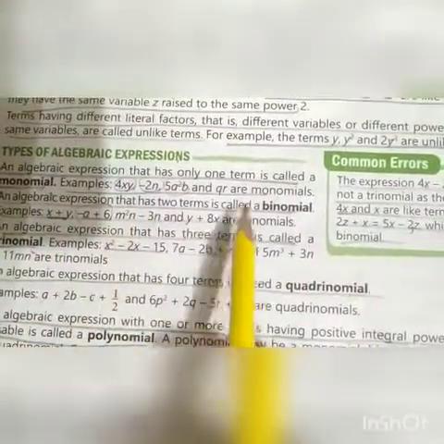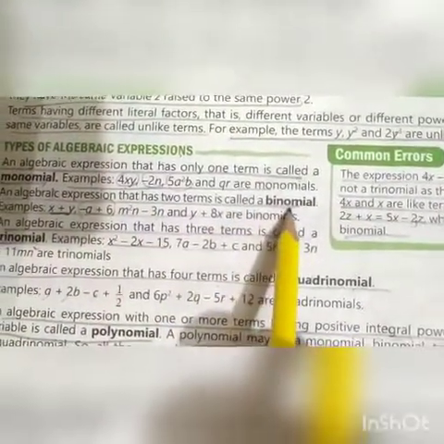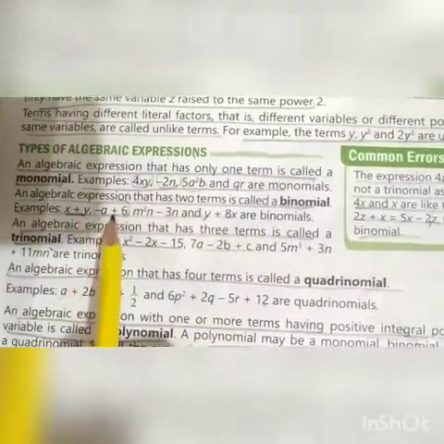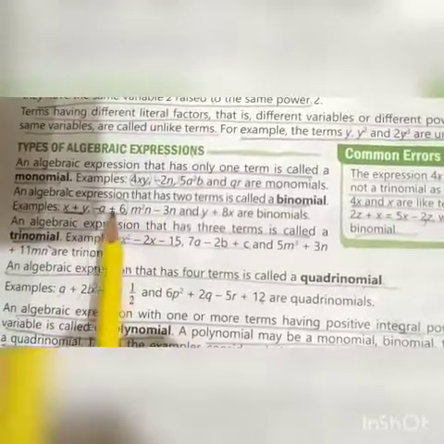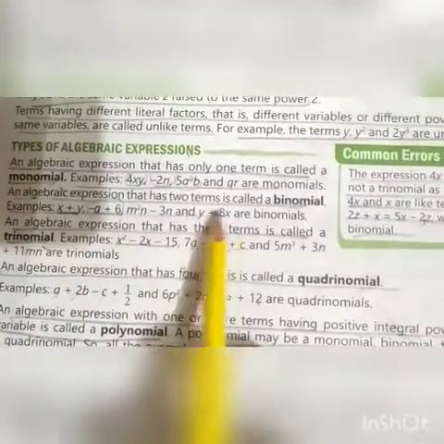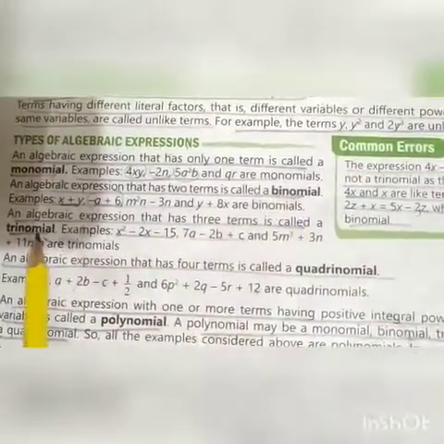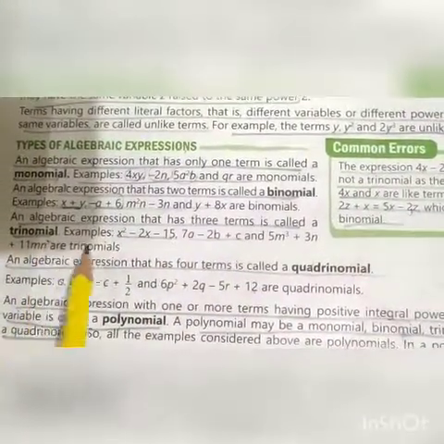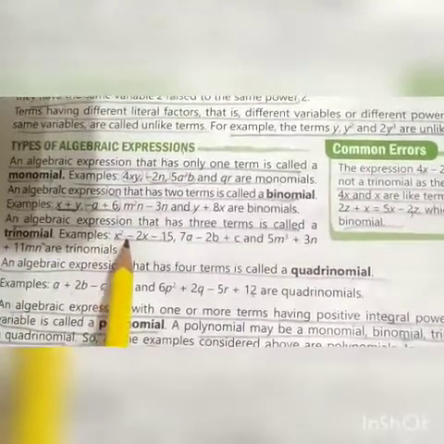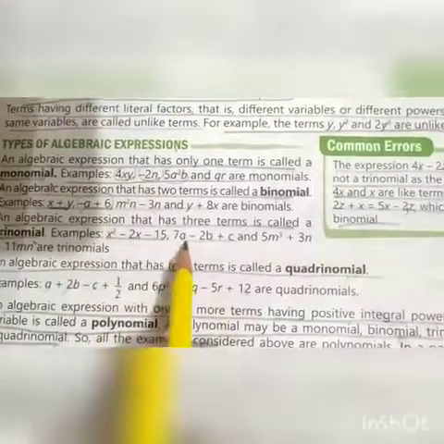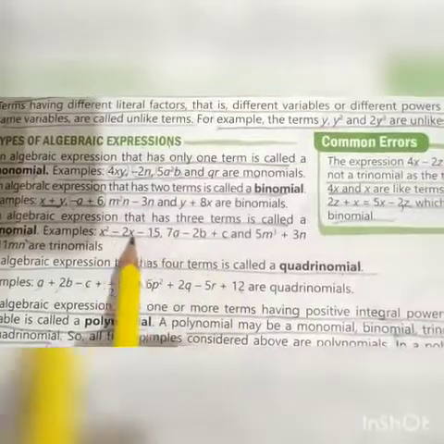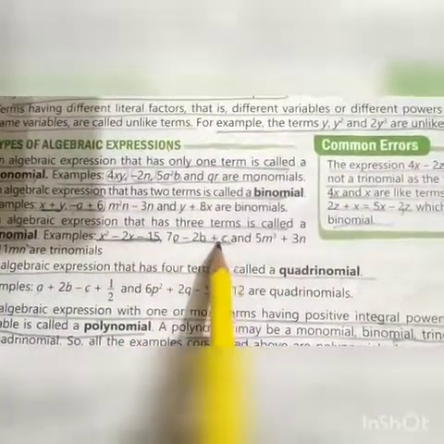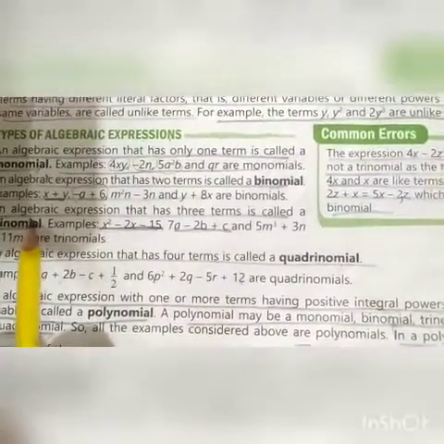Algebraic expressions having two terms are known as binomial. See, x plus y, these are two terms. Minus a plus 6, these are two terms. So these are examples of binomial. Again, an algebraic expression having three terms is known as trinomial. For example, x square minus 2x minus 15, 7a minus 2b plus c. These algebraic expressions contain three terms. So these are examples of trinomial.